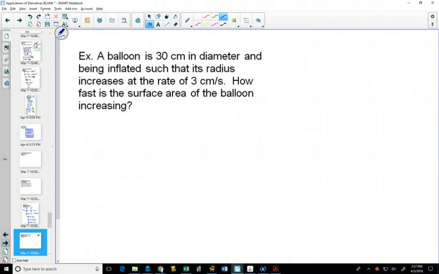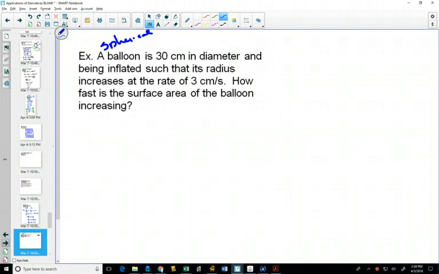So here we have a balloon 30 centimeters in diameter and being inflated such that its radius increases at a rate of 3 centimeters per second. We are going to assume in this case, I should probably have put spherical, because I don't know the actual equation for a balloon. So we're going to assume that the balloon is spherical and it's being inflated so that its radius is increasing at 3 centimeters per second. Okay? How fast is the surface area of the balloon increasing?